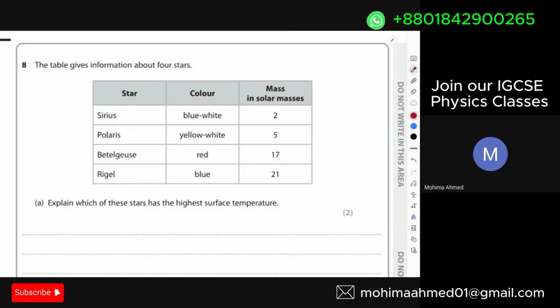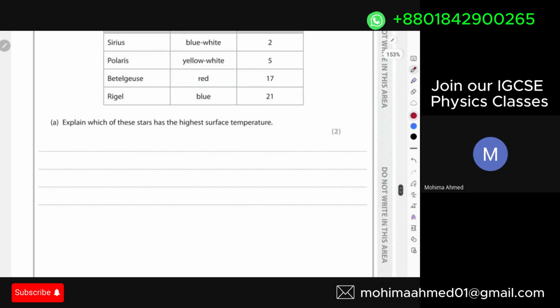It doesn't have anything to do with their solar masses. It is only related to the color, because color depends on the surface temperature. So any star which has a blue color appearance has a high surface temperature. So that means Regal over here is the astronomical body with the high surface temperature. So we can write: Regal, as color depends on surface temperature.